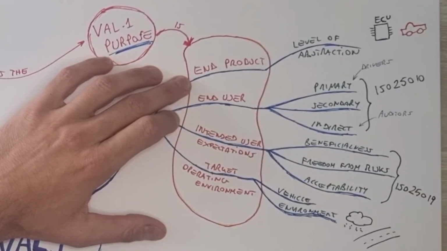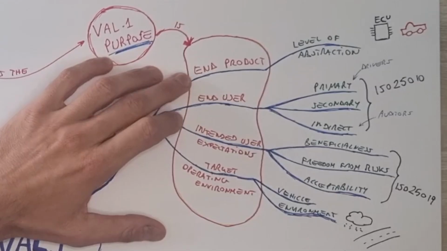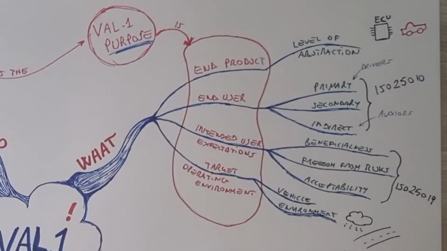The end product depends on what you are working at. If your organization develops an ECU, let's say an airbag control unit, this is your end product. If you are developing an engine control system, the system is your end product. For a car maker, of course, the end product is the vehicle itself.